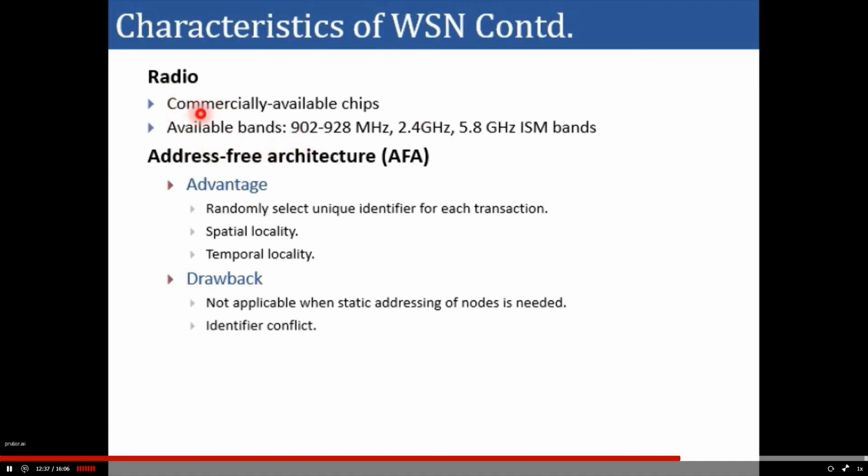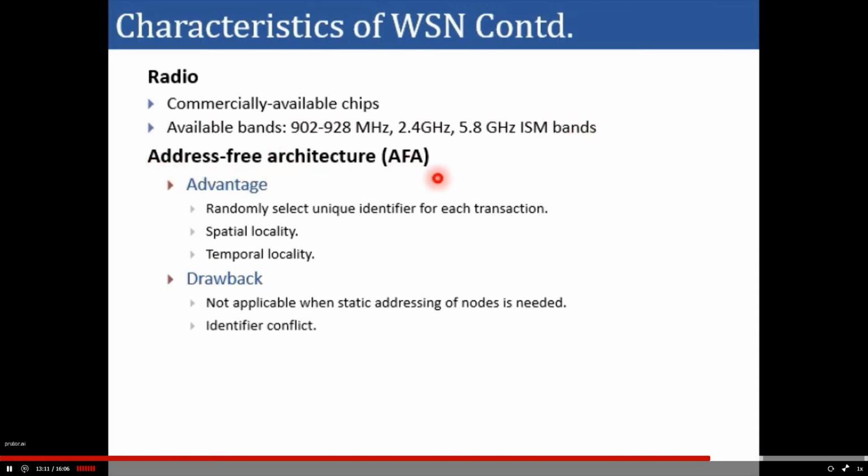So the radio supports various frequency ranges that are part of ISM bands. So that is 902 to 928 megahertz, that is mainly used in US. 2.4 gigahertz and 5.8 gigahertz are the commonly used ISM band frequencies in Wi-Fi. In India, we also utilize 868 megahertz of frequency in ISM band for the data transmission.